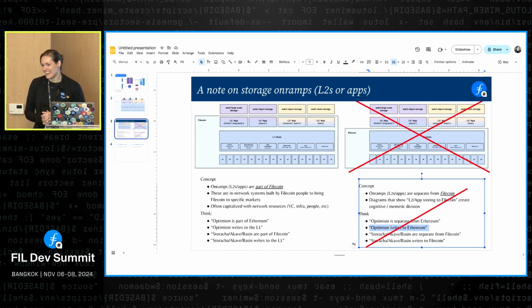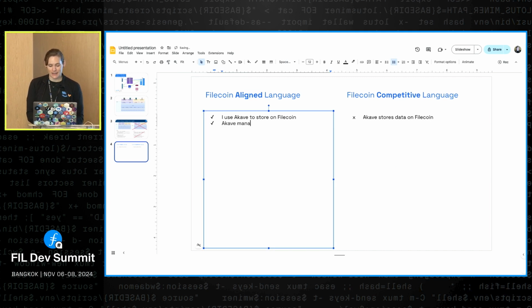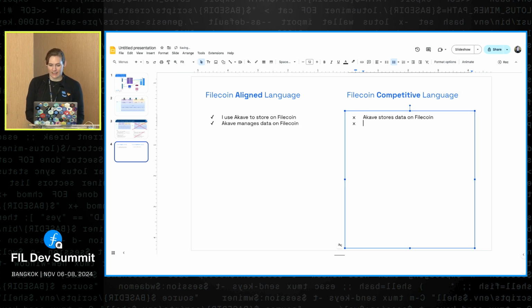So the way I would change it, what makes sense in my mind is Akave, a Filecoin L2. It's very short. There's no debate. When they ask me what does it do? We manage data on Filecoin. That's a way to say it. We manage data on Filecoin. Those are all good things. Right? Manages data on Filecoin. Heck yes. So that's a good exercise.